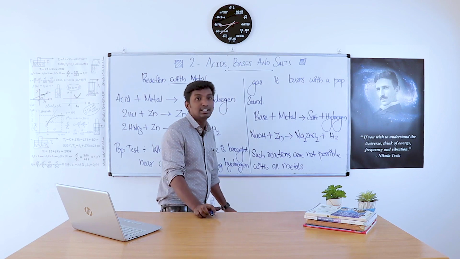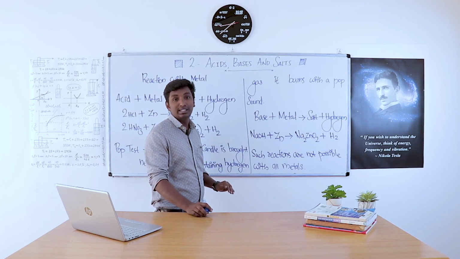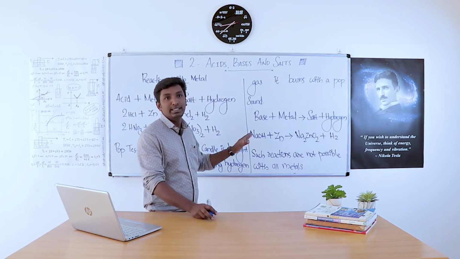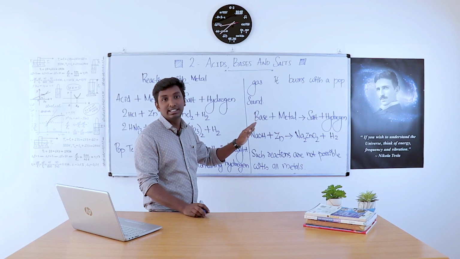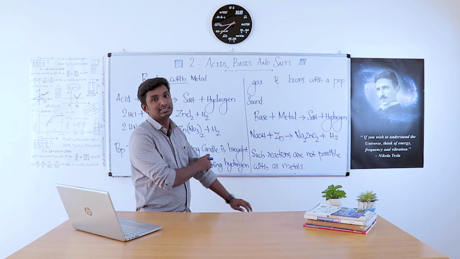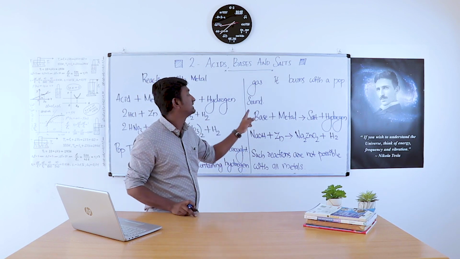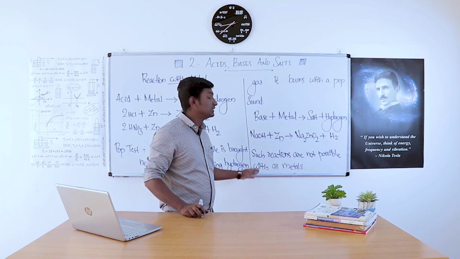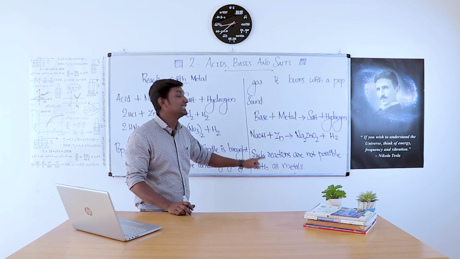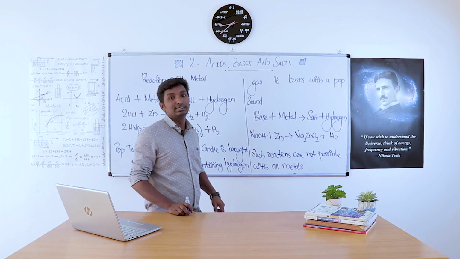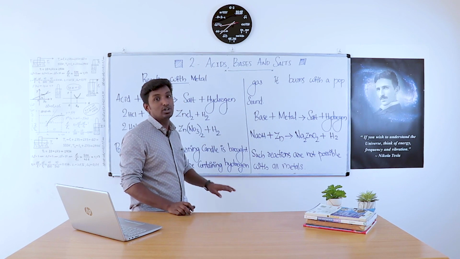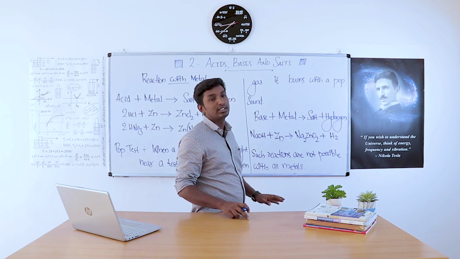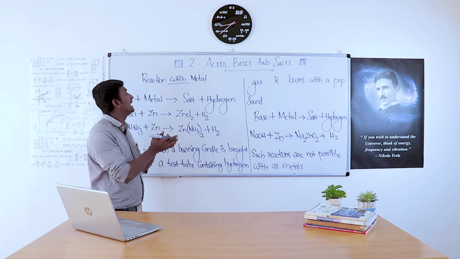H2 is hydrogen. And the thing to note here is that such reactions are not possible with all metals. Base plus metal giving salt plus hydrogen happens only in some specific cases, not with all metals. The point to remember is that whether or not the metal reacts, if we do get a product, the product is salt and hydrogen. Okay, that's the reaction of acid and base with metal.